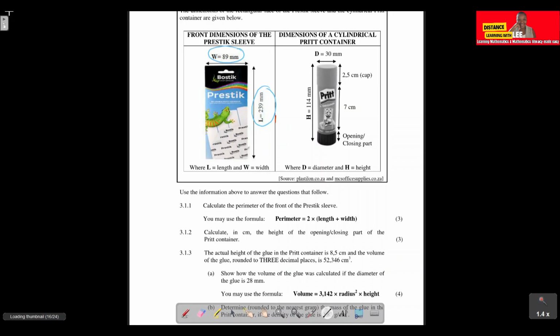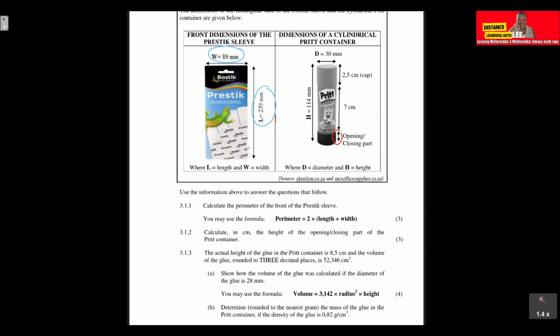That is the perimeter of the front of our press stick sleeve. Let's have a look at the next question. Question 3.1.2 says, calculate in centimeters the height of the opening or closing part of the pret container. So here they want us to calculate this unknown height here.